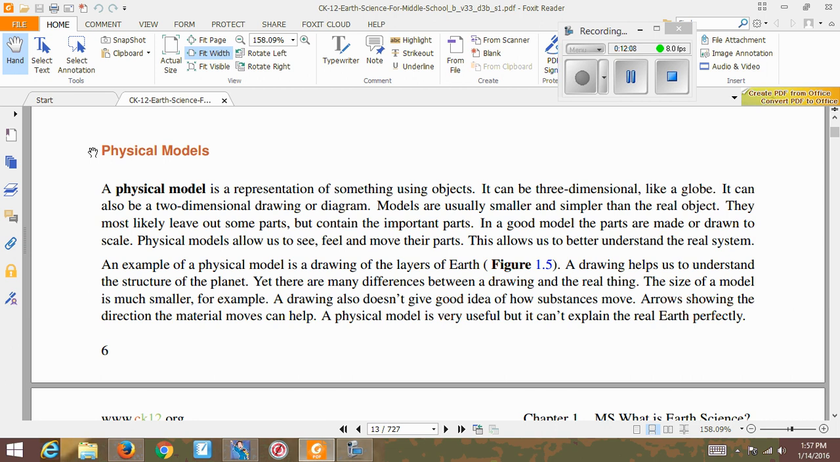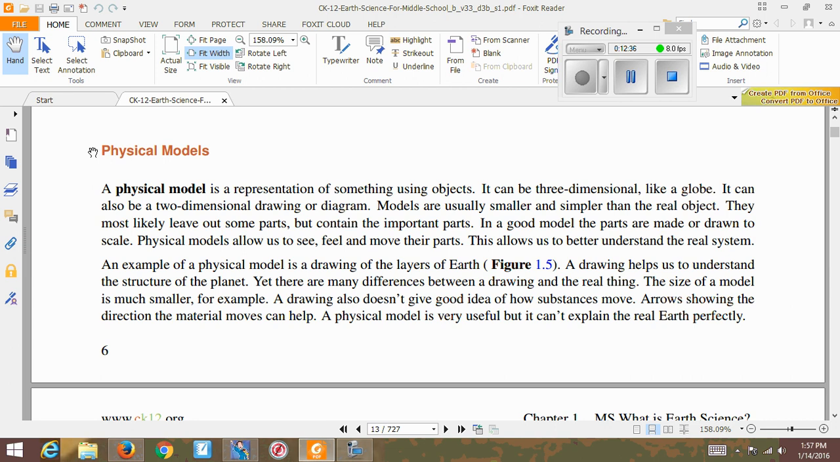Physical models also allow us to see, feel, and move their parts. This allows us to better understand the real system. An example of a physical model is a drawing with the layers of Earth. A drawing helps us to understand the structure of the planet, yet there are many differences between a drawing and the real thing. The size of a model is much smaller, for example.